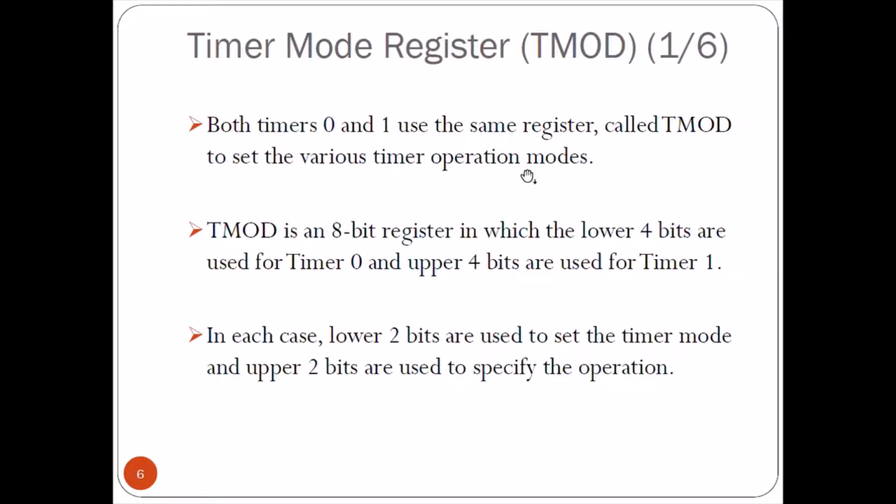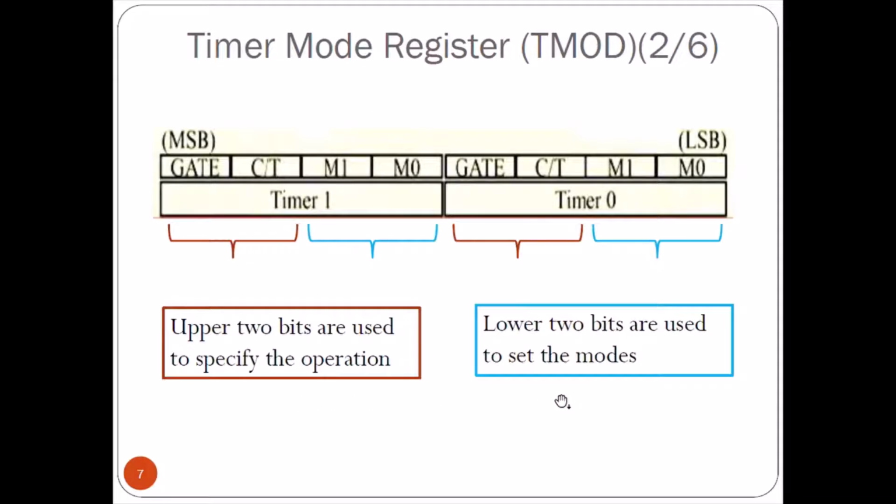various timer operation modes, and the upper nibble will denote the operations are for timer 1 and the lower nibble will denote the operations are for timer 0. In each case, lower 2 bits are used to set the timer mode and upper 2 to specify the operations.